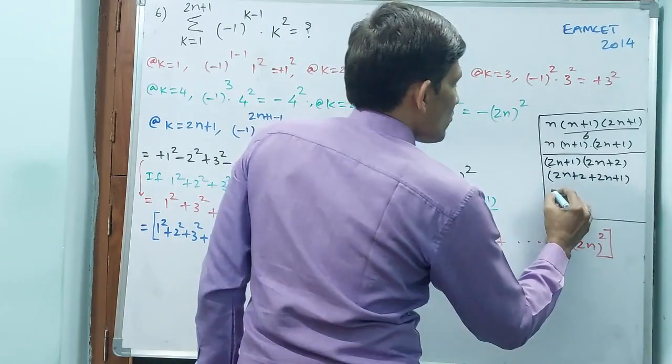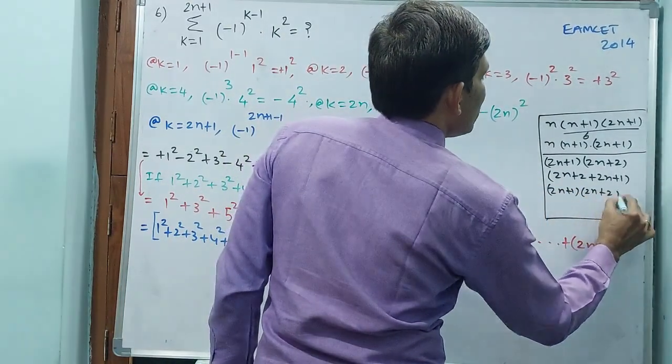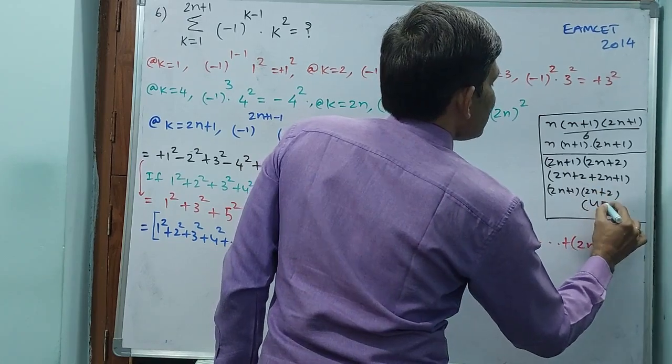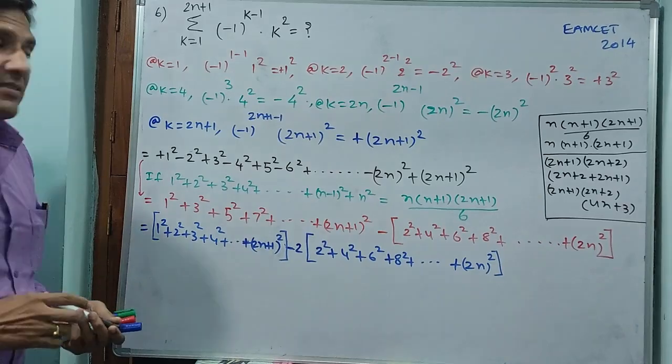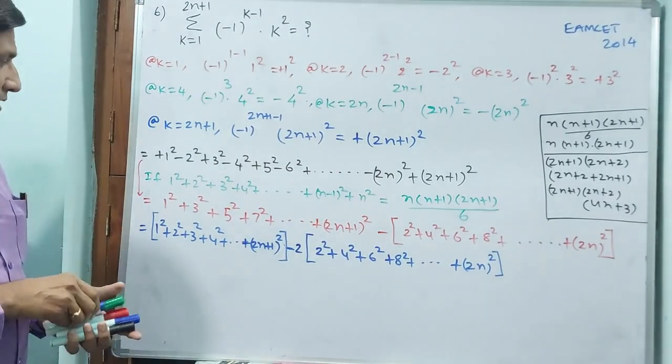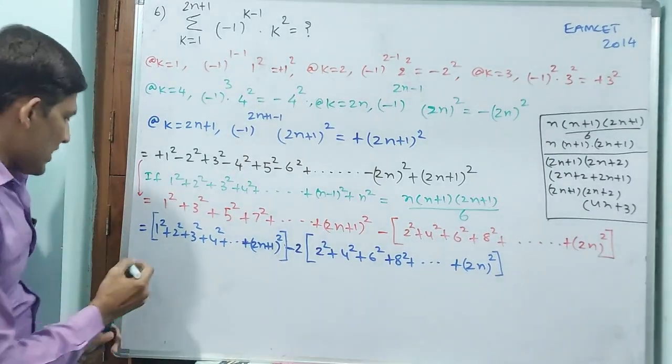That means finally what is it going to become? It is going to become 2n plus 1 into 2n plus 2 into 4n plus 3. You understand? Yes, that is the logic behind this question. Okay. Now proceed further. Then you write this formula is going to become like this.